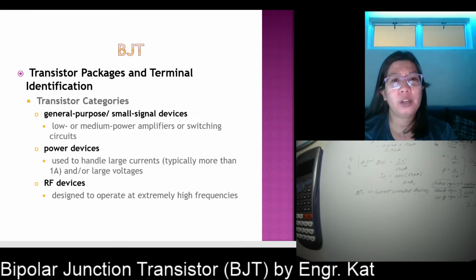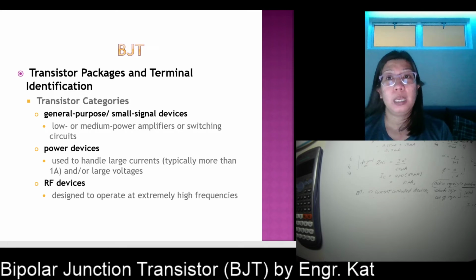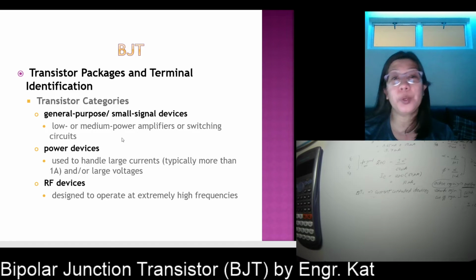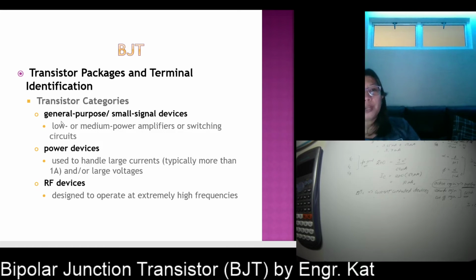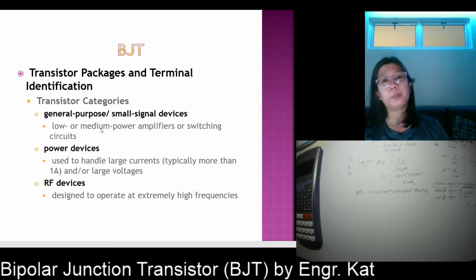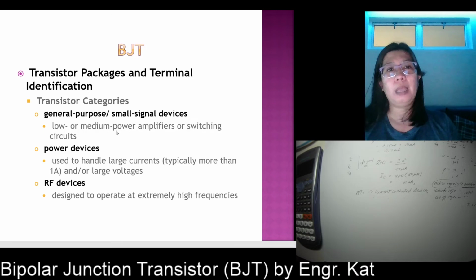So, transistor packages and terminal identification. We have here transistor categories. They are categorized into three different types. We have the general purpose or small signal devices. These are low or medium power amplifiers or switching circuits. We usually make use of this type of transistor in the laboratory. When we're doing experiments in the laboratory, usually those are general purpose or small signal device transistors.